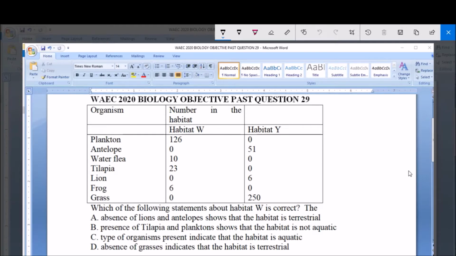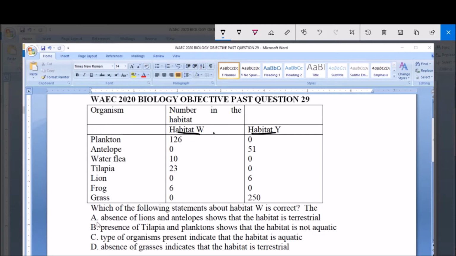So we have a table showing some organisms, their number in two habitats, habitat W and habitat Y. The question asks, which of the following statements about habitat W is correct?